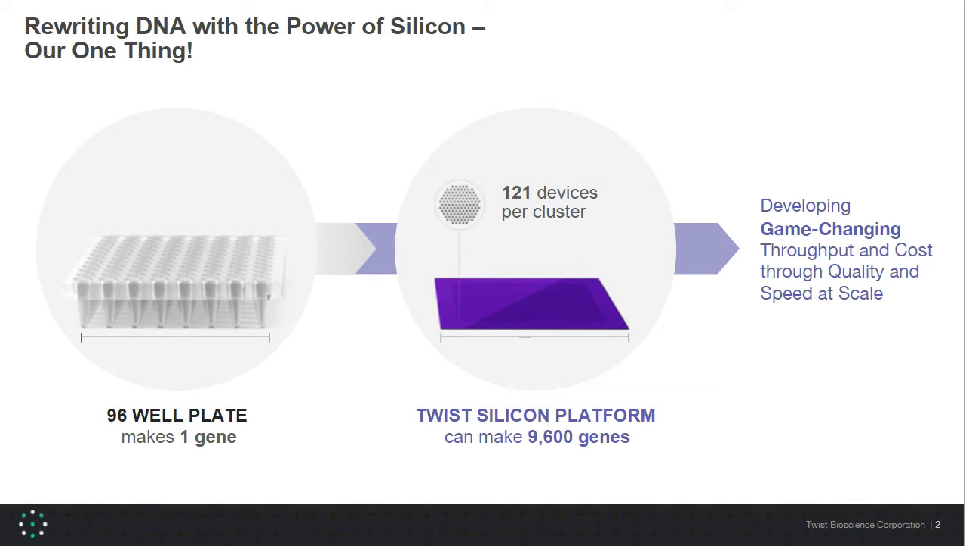And in particular, for the Twist Biopharma vertical, we lean on the parent company, the main company, Twist Bioscience, to help us make all these fantastic libraries I'm going to talk about today using this amazing oligo pool technology.